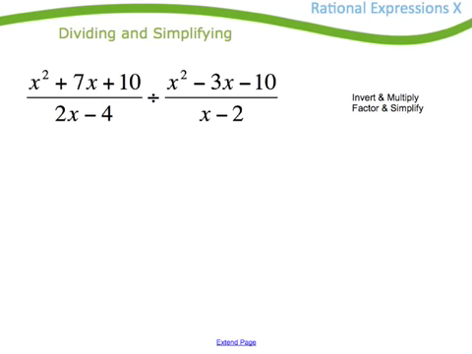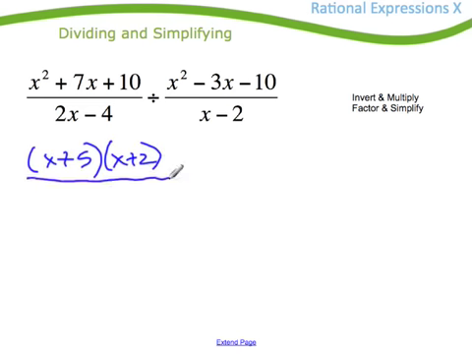Let's do this division one. Okay, so here's dividing. When you divide fractions, as we've seen before, you invert and multiply. I'm going to do a couple of steps at once here, though. This top one, I know I can factor that. That's x plus 5, x plus 2. Again, hopefully you are getting so you can do those fairly quickly. Bottom, there's a common factor of 2 that can come out.